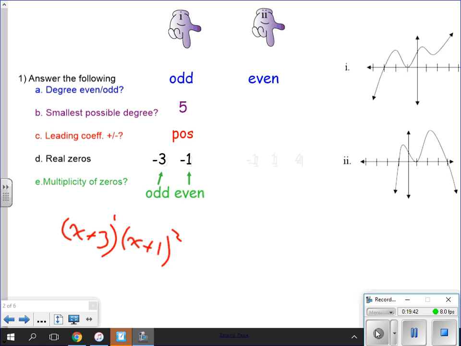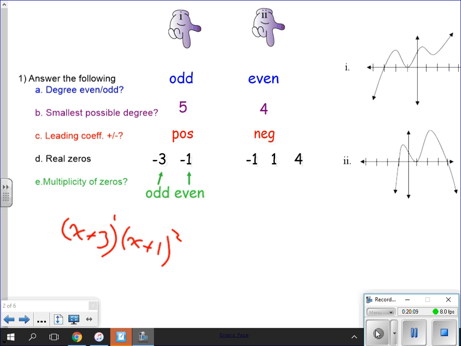That's okay, but my minimum is 4. And it's negative because both ends are pointing down. So my leading coefficient has to be negative. How many zeros do I have and what are they? I have three and they're negative one, one, and four.